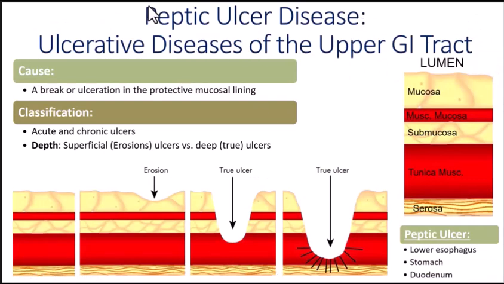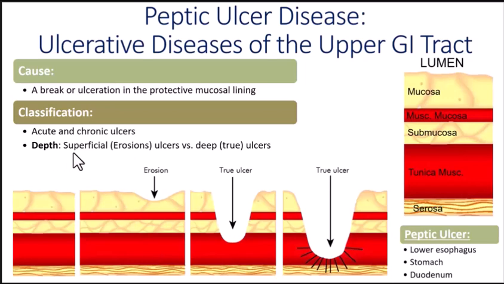Peptic ulcer disease is ulcers that form in the upper gastrointestinal tract. So when we talk about peptic ulcer disease, it could be the lower esophagus, the stomach, or the duodenum. In any case, though, these ulcers that form are really just breaks in that mucosal lining. They can be classified as being acute or chronic, and superficial or deep.